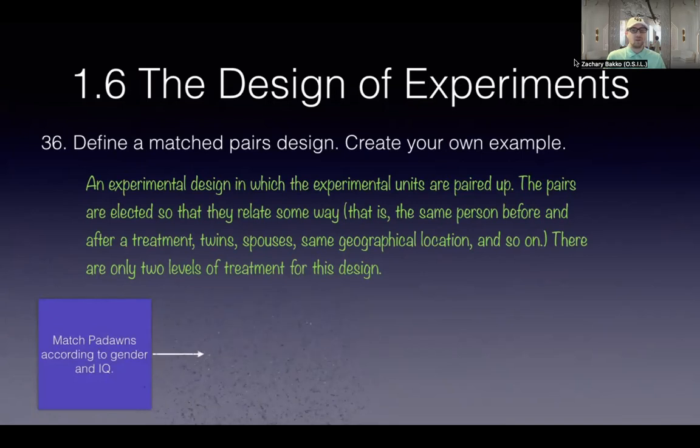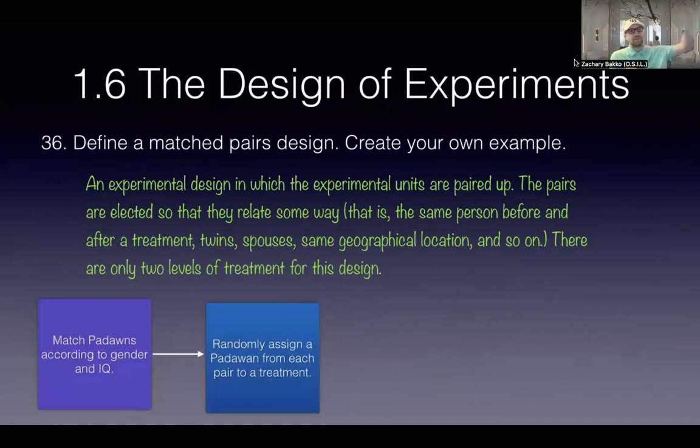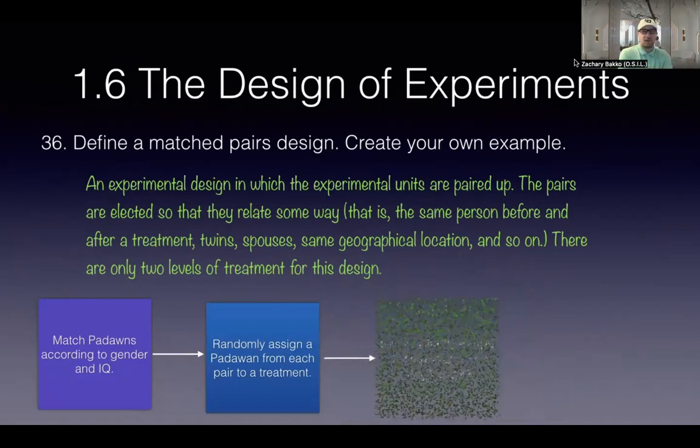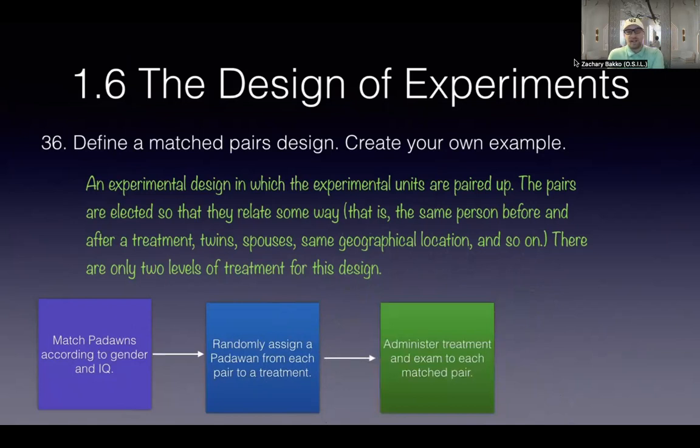So then from there, now that we have gender and IQ score, we're going to randomly assign a Padawan from each pair to a treatment, right? So 8 hours of sleep versus 6 hours of sleep. And then we're going to administer treatment and exam to each matched pair. So group 1, you're going to get 8 hours of sleep, take an IQ test. Group 2, you're going to get 6 hours of sleep, take an IQ test.